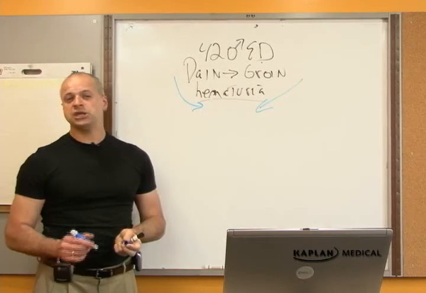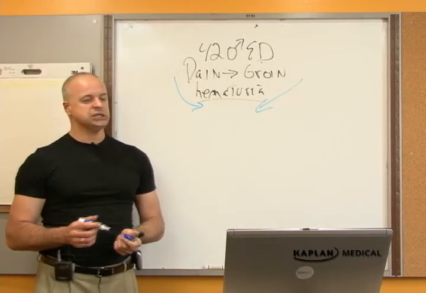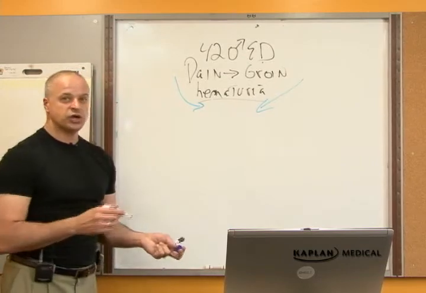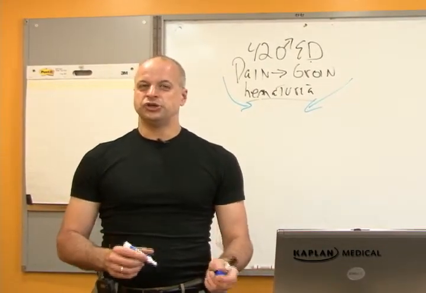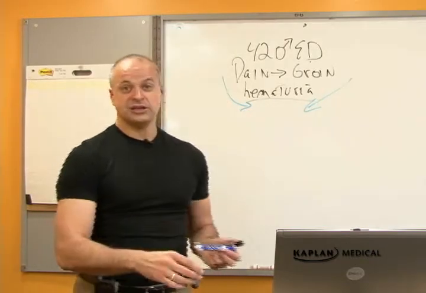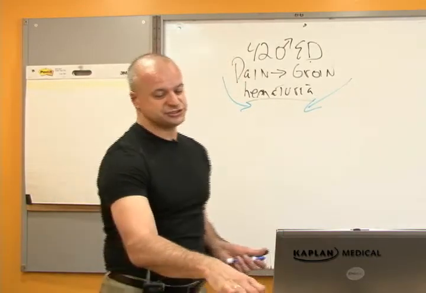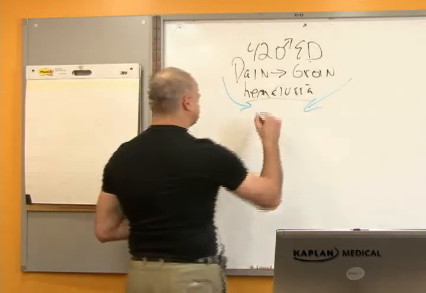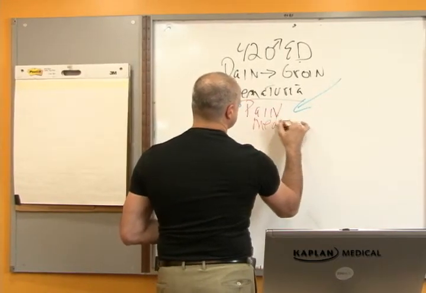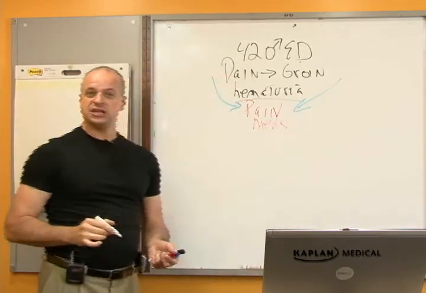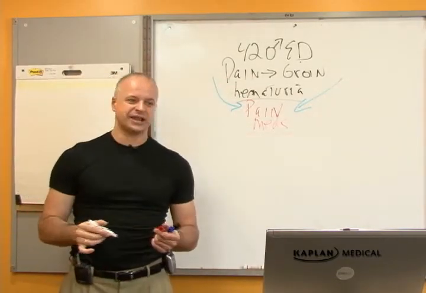What do you want to do? Do you want to do an x-ray? Do you want to do a CT? Do you want to do a sono? Do you want to do a spiral CT? You want to give pain medications. The first thing to do here is pain medications.